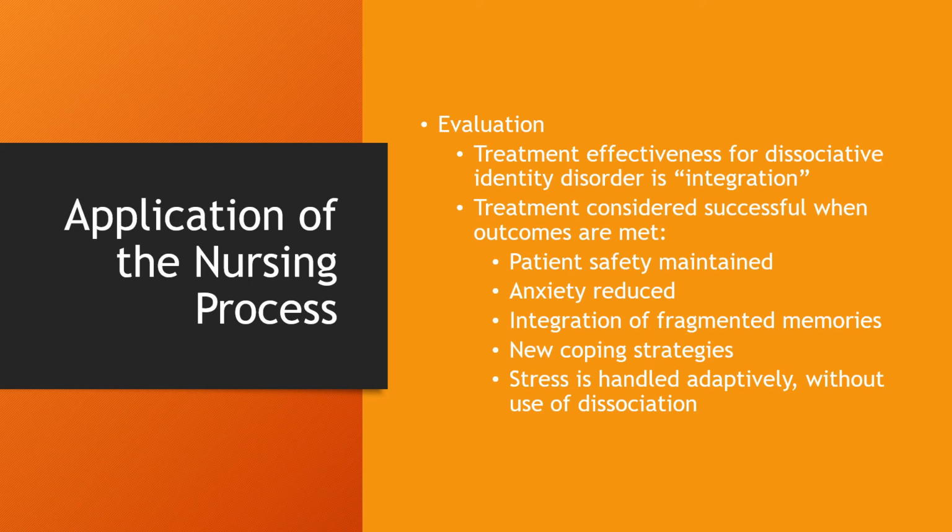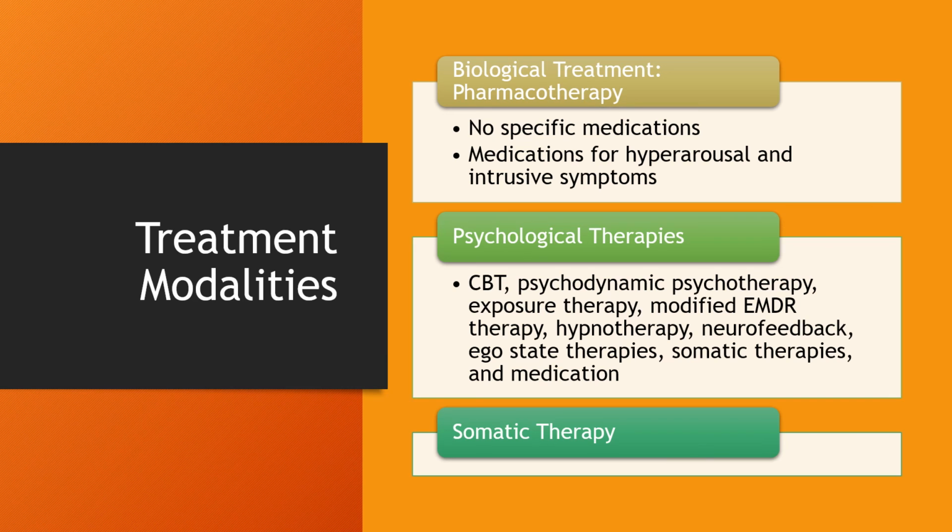Overall, treatment effectiveness for dissociative identity disorder is integration, coordinated functioning among alternate identities to promote optimal functioning. This occurs primarily through long-term psychotherapy. As far as treatment modalities, there are no specific medications for patients with dissociative disorders, but appropriate medications are often prescribed for the hyperarousal and intrusive symptoms that accompany PTSD and dissociation. Psychological therapies may include CBT, psychodynamic psychotherapy, EMDR, exposure therapy. You see those written there. Somatic therapy, the goal is to safely disarm the pathological defense mechanism of dissociation and replace it with other resources, especially body awareness and even mindfulness.